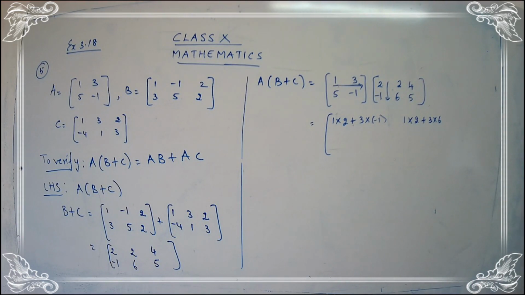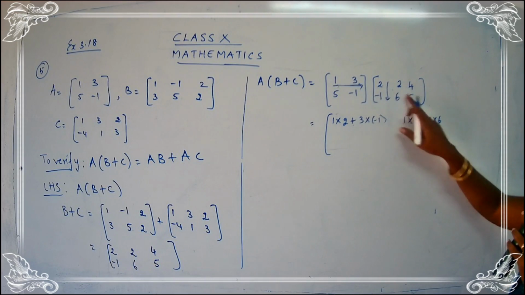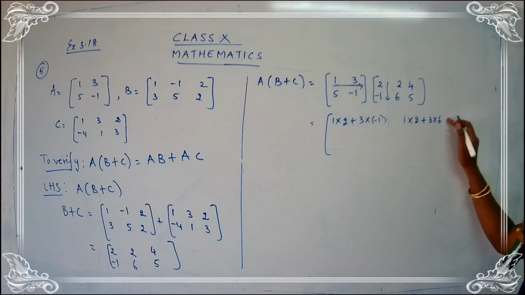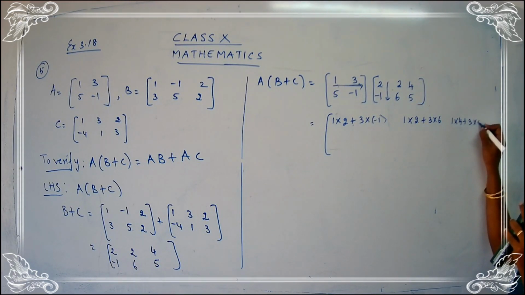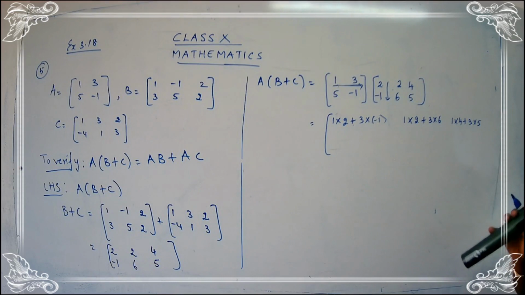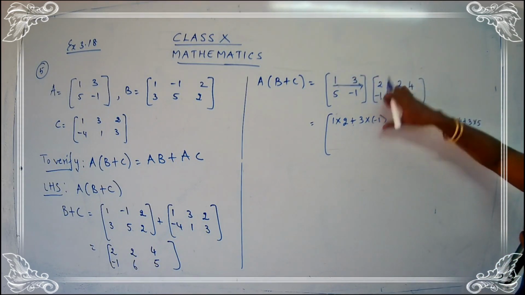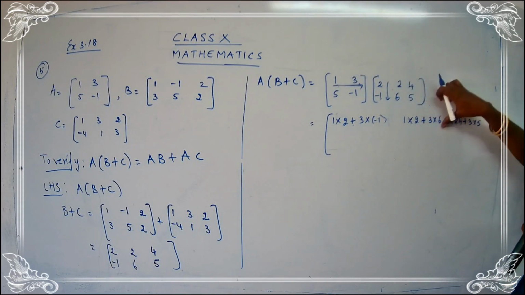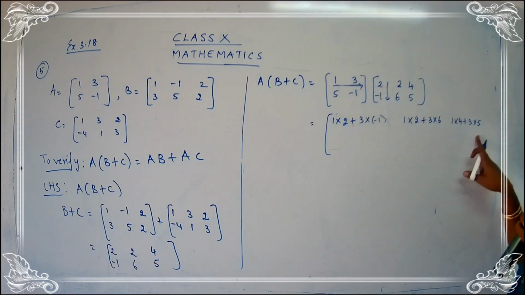Clear, children? So first row, first column done. First row, second column done. Now again, the first row, the third column is left out. So leave some space. 1 into 4 plus 3 into 5. I hope you're clear, children. Yes? See here. 1 into 2, 3 into minus 1. 1 into 2 plus 3 into 6. 1 into 4 plus 3 into 5.